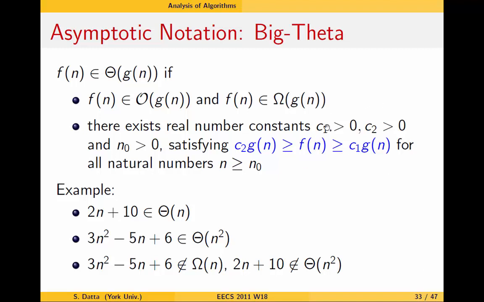There exists some positive constant c1, some positive constant c2, and some n0 also positive. Positive, by the way, does not include 0. Students make this mistake very frequently. 0 is not positive. 0 is neither positive nor negative. So when we say positive, we mean greater than 0, strictly greater. So f of n is between these two.